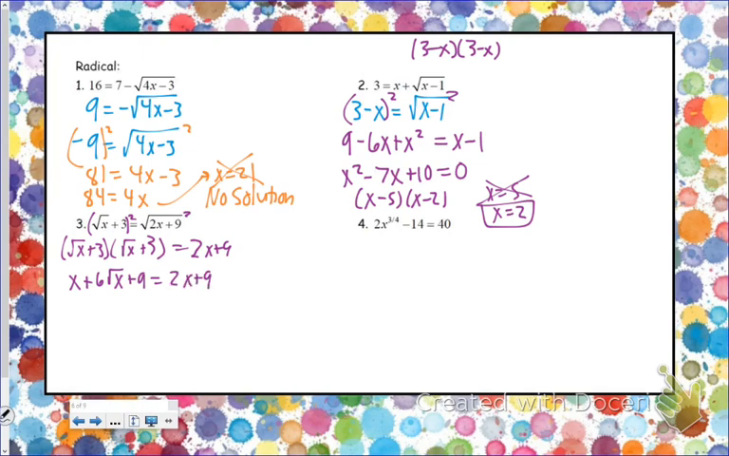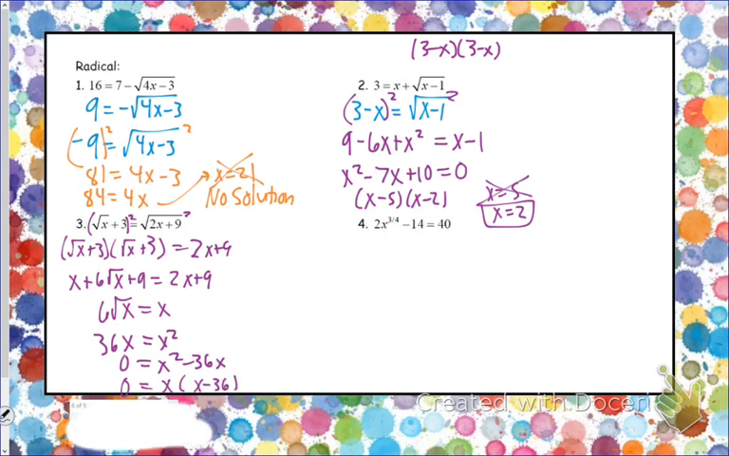Since there's still a square root, I need to get that square root by itself again. So I get 6 square root of x equals x. I can go ahead and square these. Set it equal to 0. And this time I'm going to factor, but when I factor, x comes out, and it's just a GCF factoring. So I get two possible answers, and those answers are 0 and 36. If I plug them in, these are actually both going to work out. These will both be solutions in this case.